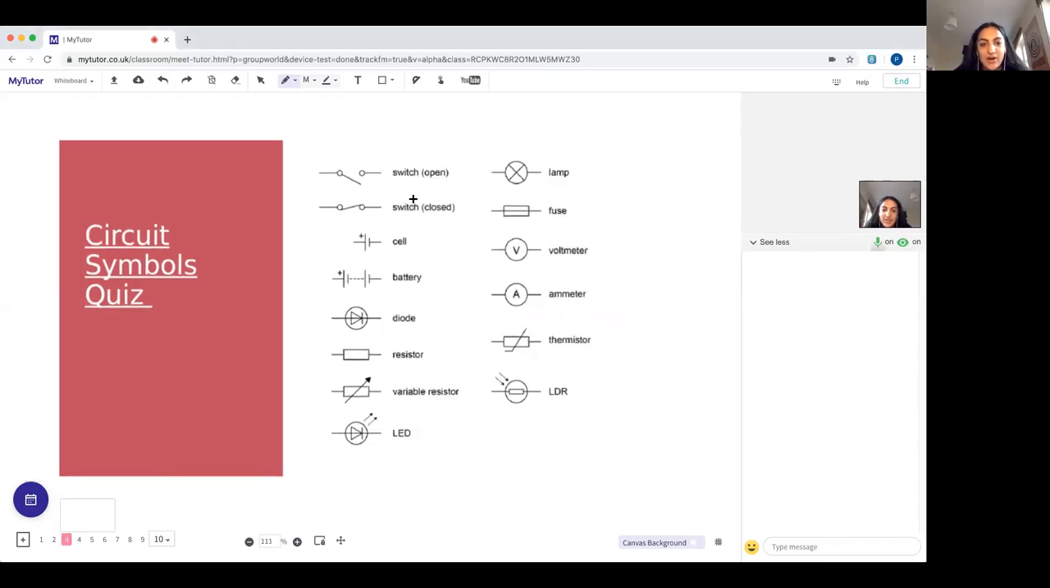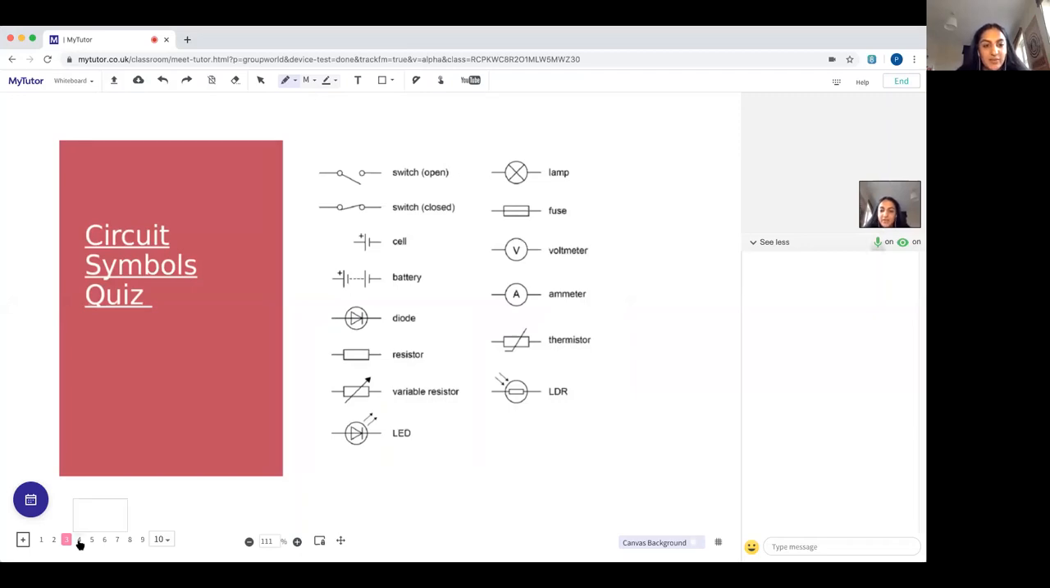You can check if you got them right. The first one is a switch, open and closed. A cell, when you have more than one cell, you have a battery, so a cell there and a cell there. A diode, you can remember this because the arrow is facing one way, and diodes only let current flow in one way. We have a resistor, we have a variable resistor. Then we have a light emitting diode, a lamp, a fuse, a voltmeter, an ammeter, a thermistor, and an LDR. Now, don't worry if you don't know what the last two are. That's kind of what this lesson is going to be about today.